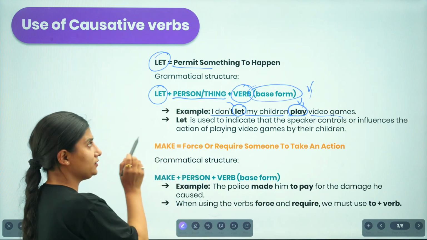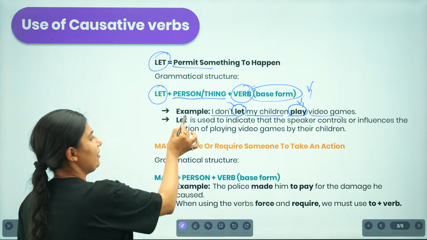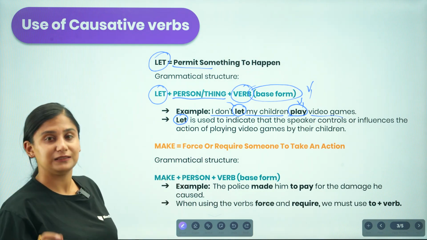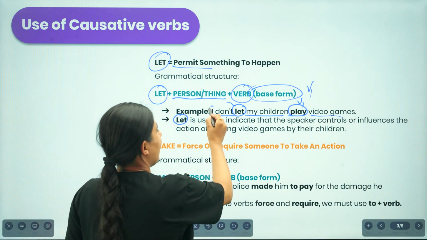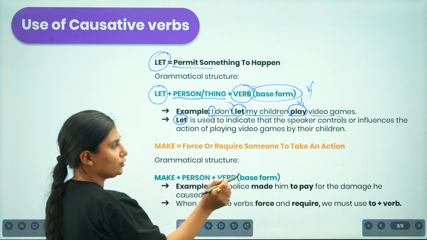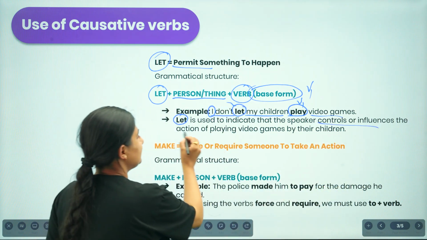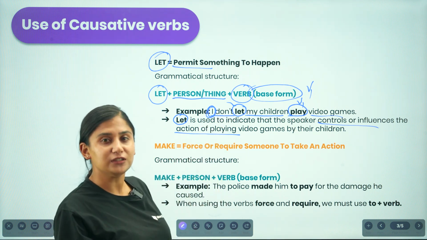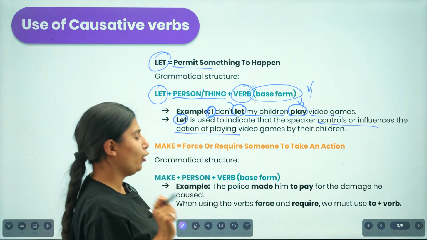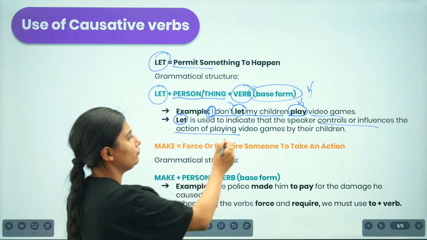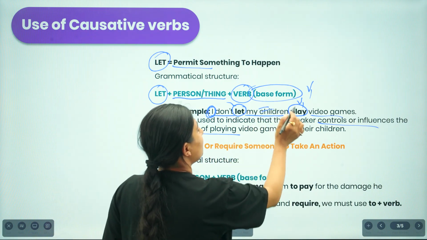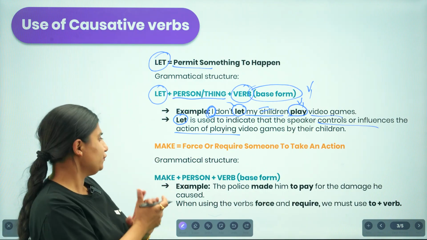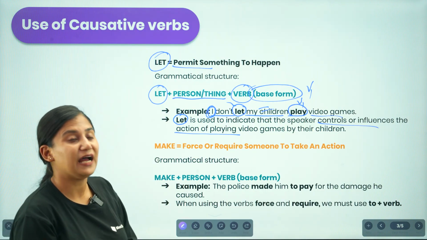So in this particular sentence we have this let causative verb, and we are using it in order to indicate the idea that the I, who is the speaker, controls or influences the action of playing. So the I is in a dominant position, and the I has the control over the action of these children playing the video games. So this is how it works. So moving on to the next causative verb, that is make.